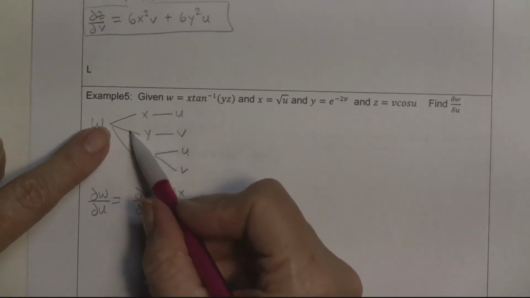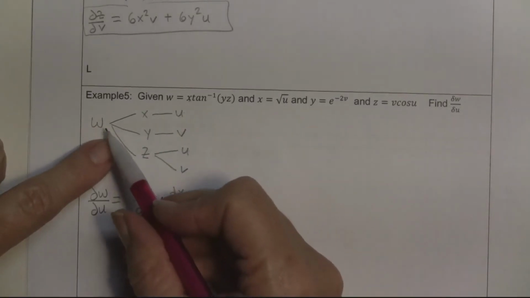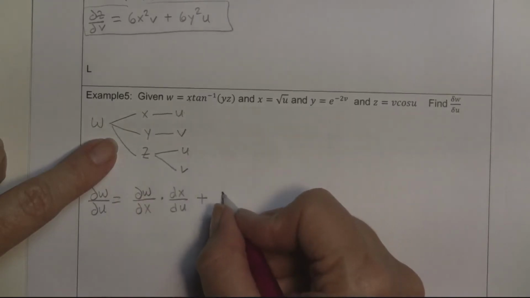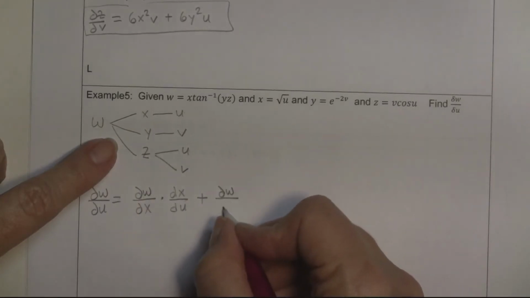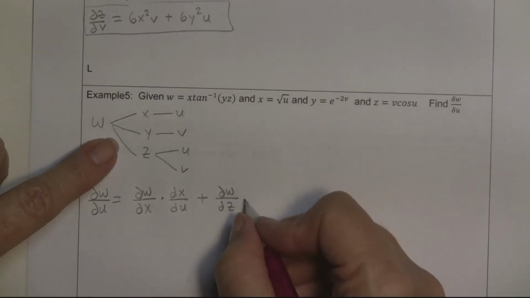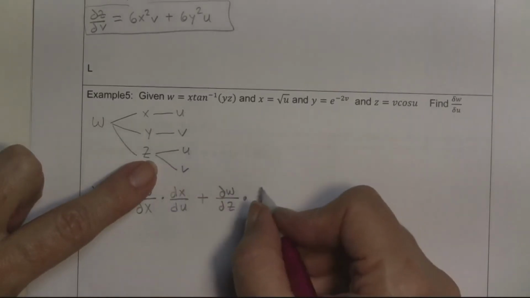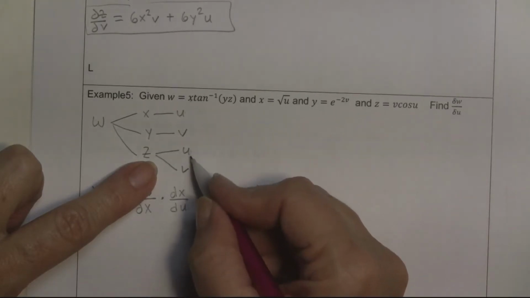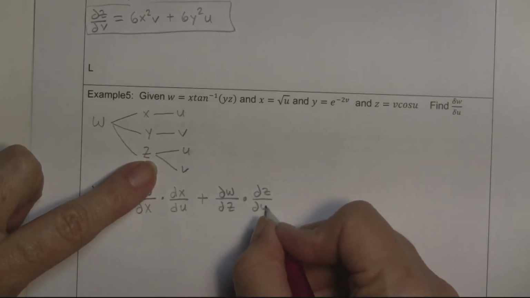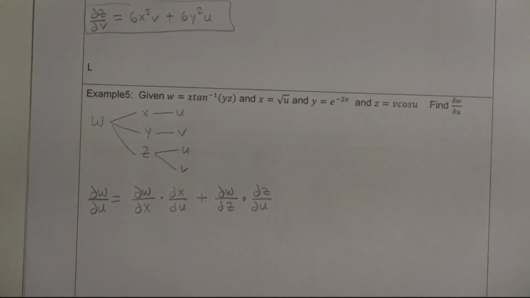plus, we don't need anything going through y, but we need something going through z. So that's the partial of w with respect to z times the partial of z, because there's choices with respect to u. So that's my chain rule. That's not any chain rule written in your book. This came from my tree. My tree helped me write that chain rule. That's going to help me take this derivative.